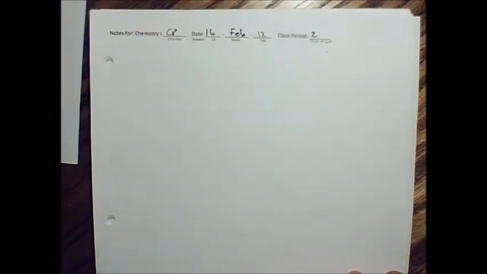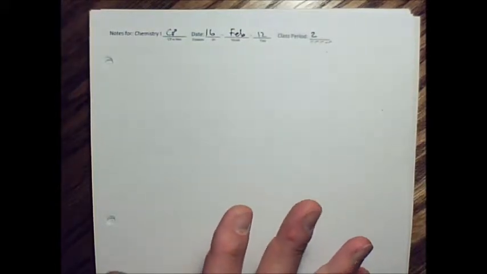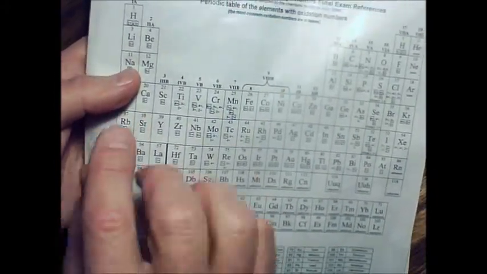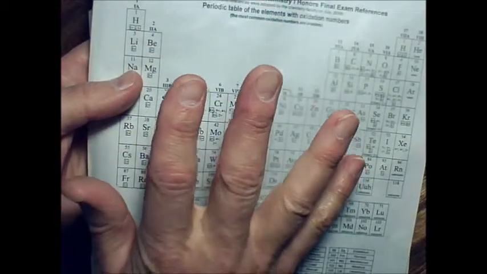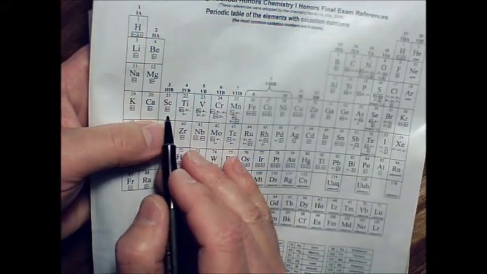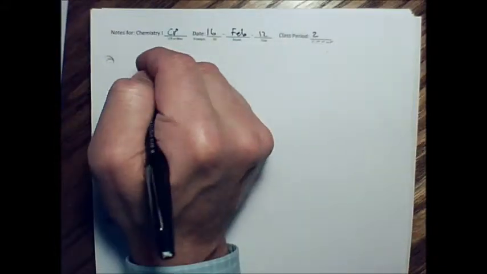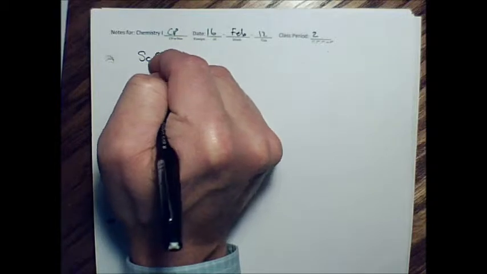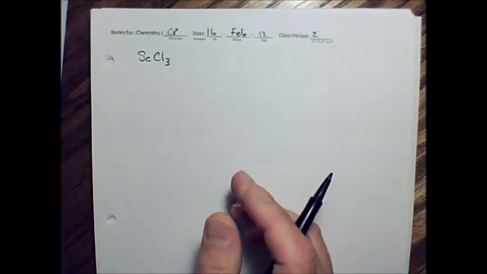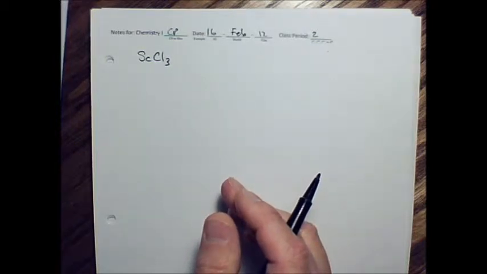Alright, so we're going to start with naming ionic compounds, the simplest kind of ionic compounds. We're going to start with those compounds where we have metals that only have one kind of oxidation number. So if I give you something like scandium chloride, ScCl3, and I tell you, write this formula name.